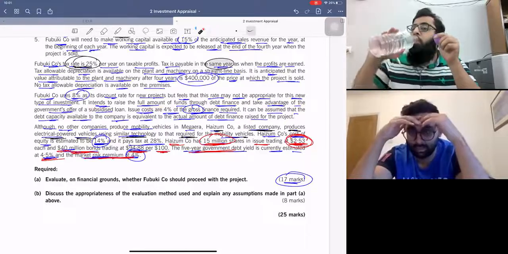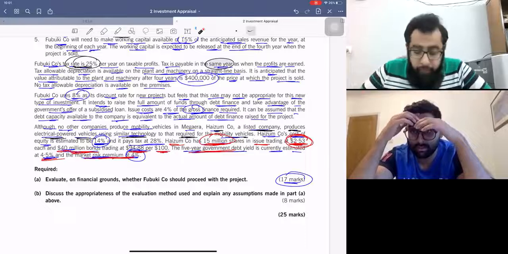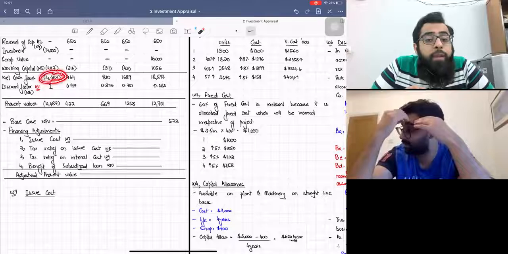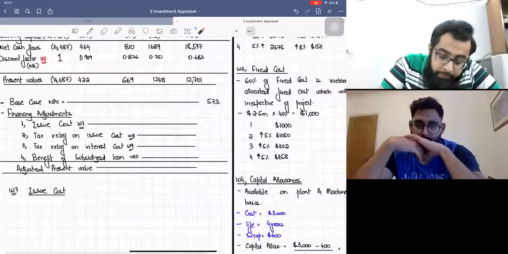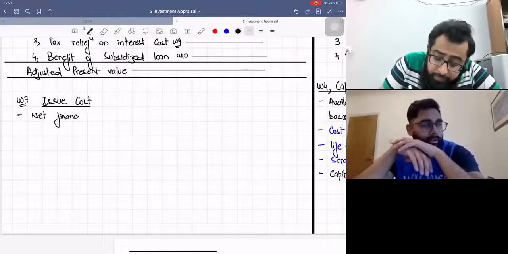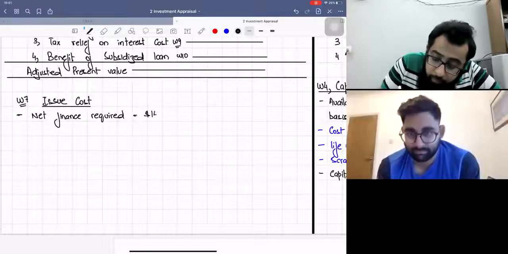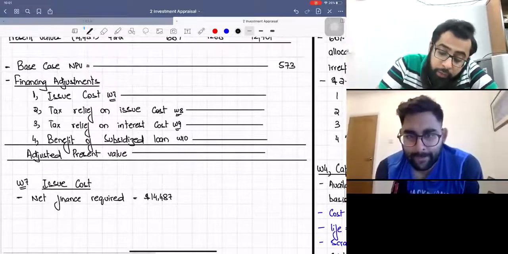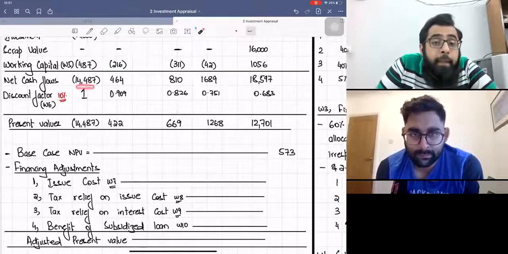Okay. Now, what is the gross finance required? In year 0, we require finance of 14487. Okay, so let's look at it. Now, that is not the gross finance, that is the net finance we require, because that is the net amount we require. 14487. Now, that is the net finance we require. We need net 14487 in year 0.